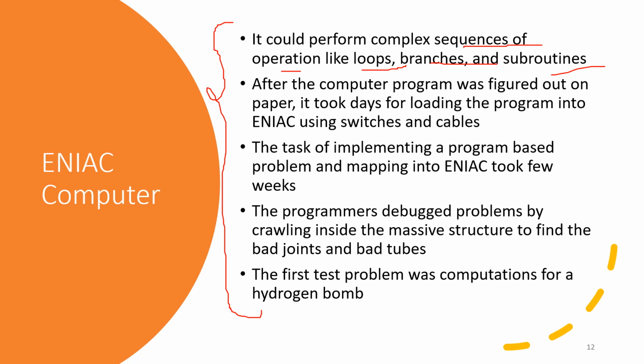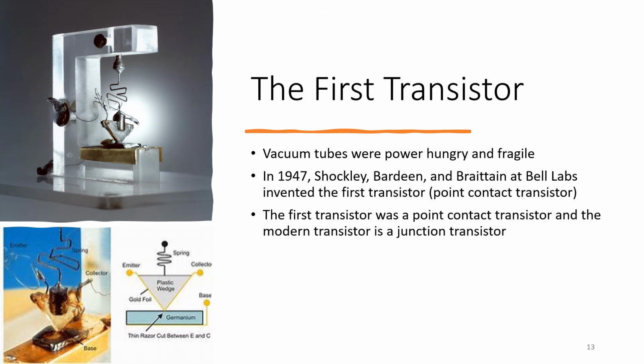If you see, the task of implementing a program-based problem and mapping it onto the ENIAC took a few weeks. The programmers debugged problems by crawling inside the massive structures to find bad joints, bad tape, or bad tubes. So if there is an error in the program, they had to crawl inside this massive structure. And the first test problem was computations for a hydrogen bomb. So this was the first test problem for this computer.